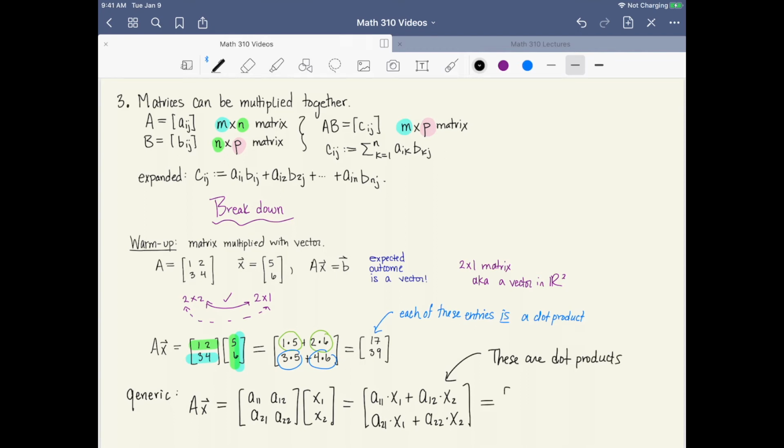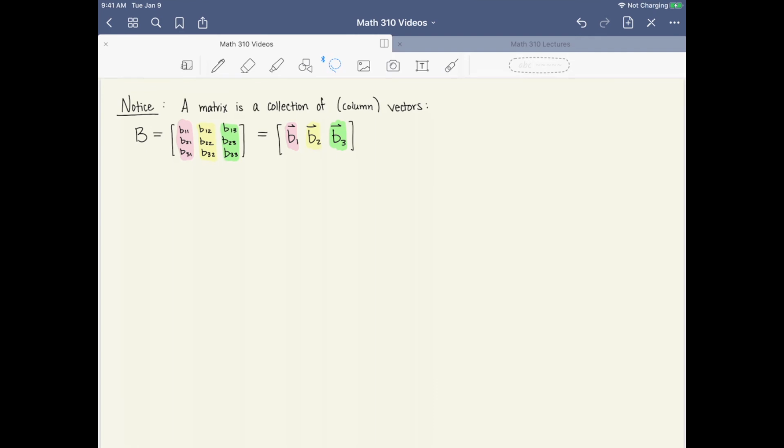So another way I could write this is that I'm taking row 1 dotted with this vector x, and row 2, thought of as a vector, dotted with the vector x. This funny summation that I originally wrote down is just a very fancy and concise way of writing down these dot products. So let's now move towards a matrix B and think about what A times B is going to look like.